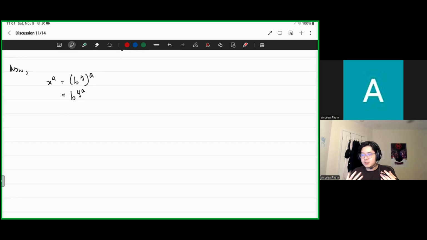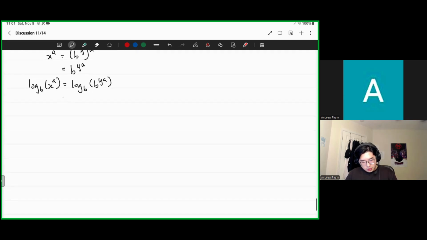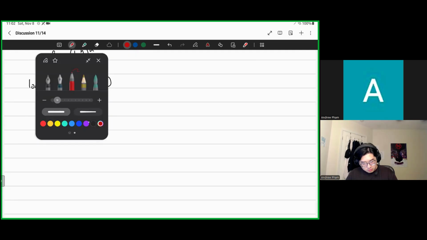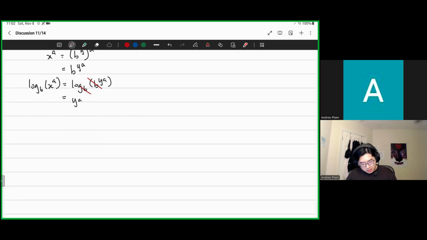If I take the logarithm base b of both sides now, I get logarithm base b of x to the a is equal to logarithm base b of b to the y times a. Okay. But by the inverse rule, log base b and base b cancels out, giving me just y times a on the right-hand side.